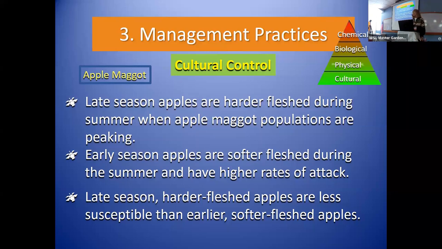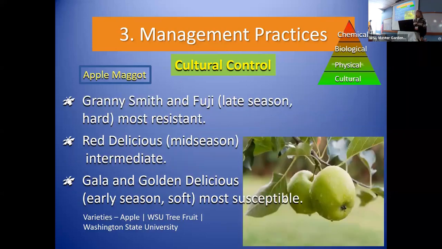So I talked with this researcher, and he said, in just one bullet, you could say late season, harder fleshed apples are less susceptible than earlier, softer fleshed apples for apple maggot. And he did a study here in Western Washington, and he looked at these 5 different varieties of apples. He picked these because these are commercial apples. I think 60% of the apples that were grown that year in Central and Western Washington were these 5 apples.